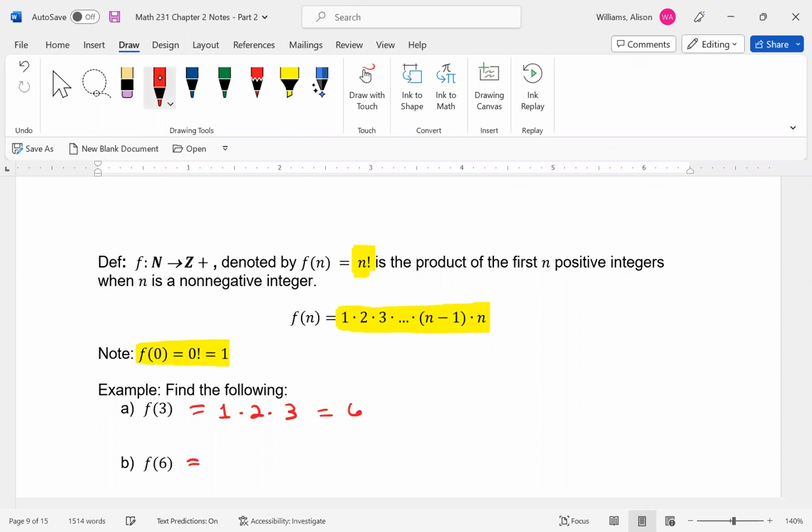Or 6 factorial is 1 times 2 times 3 times 4 times 5 times 6. I'm going to group them up here. So this is 6, that's 20, and that's 6. So 6 times 6 is 36. 36 doubled is 72. Add a 0, 720. You can grab your calculator and double check that. In fact, you may want to grab your calculator to figure out the next one.